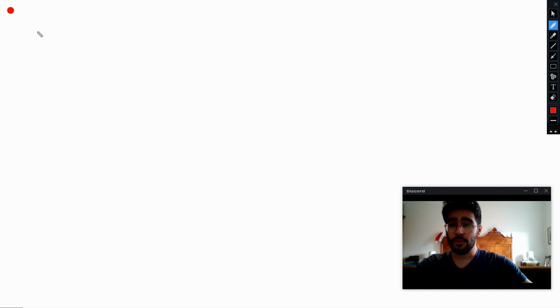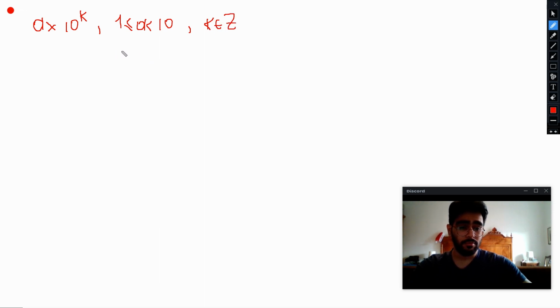So the standard form is written in the following way. We have a times 10 to the power k, okay, where a is between 1 and 10. Okay? And the k is an element of Z, which means integers. Well, how we can use this scientific form as an example, let's choose 728.